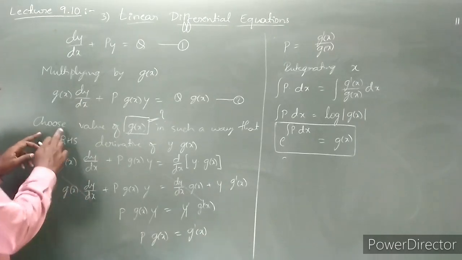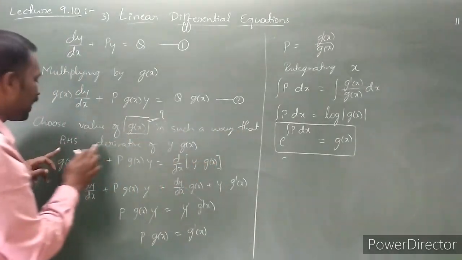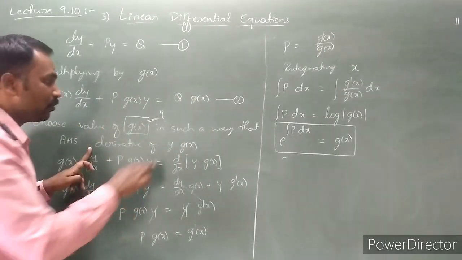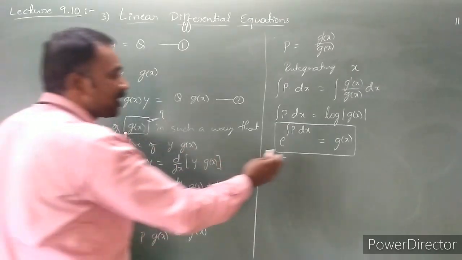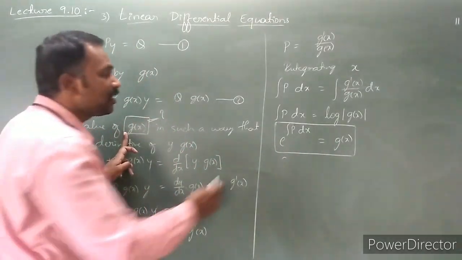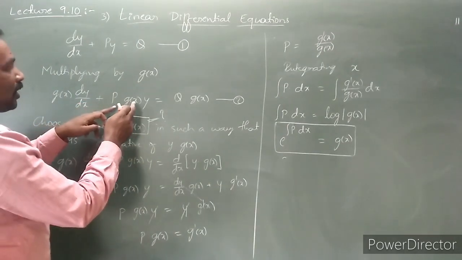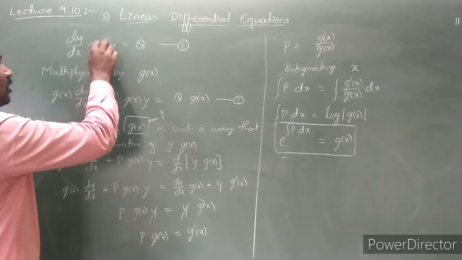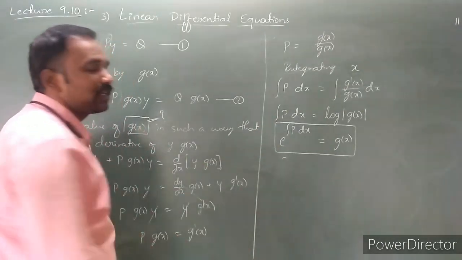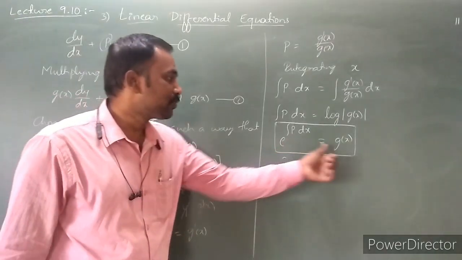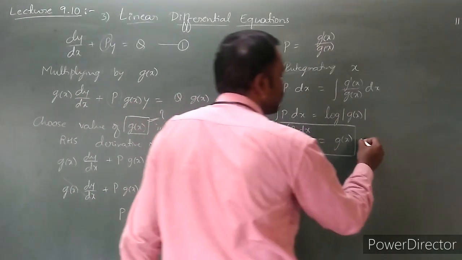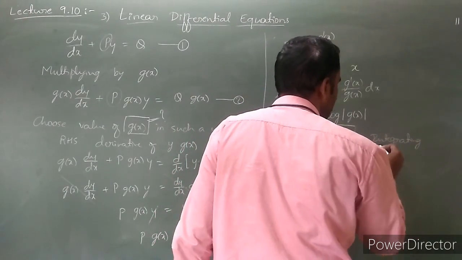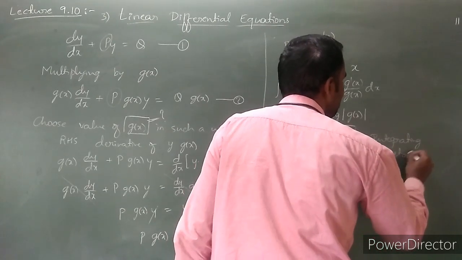Come back. I have chosen the g of x value in such a way that the right hand side term should be the derivative of y into g of x. How? That means the g of x value is e power integration of p into dx, where p is the term here. If you get this one, that will be the g of x value. This g of x value is called the integrating factor.